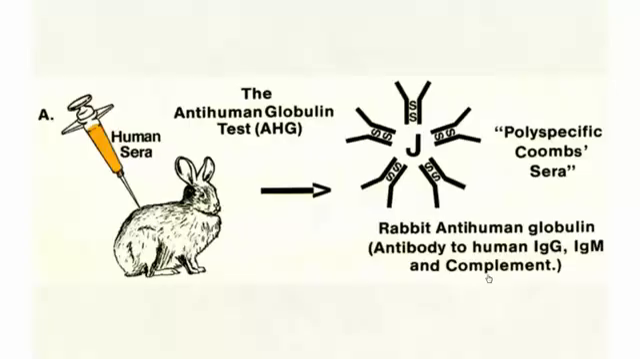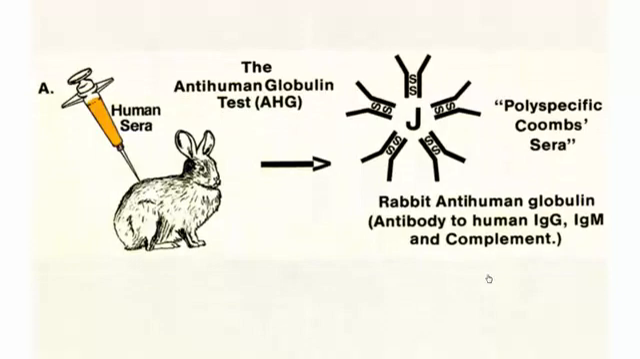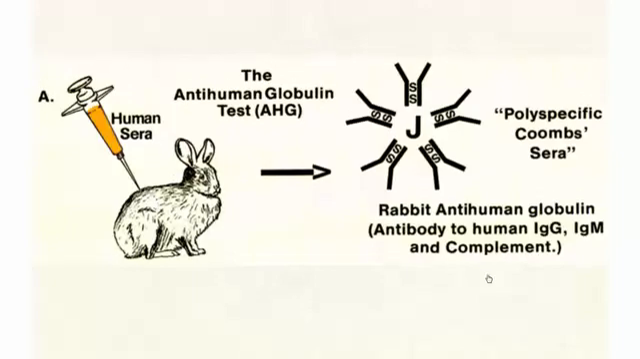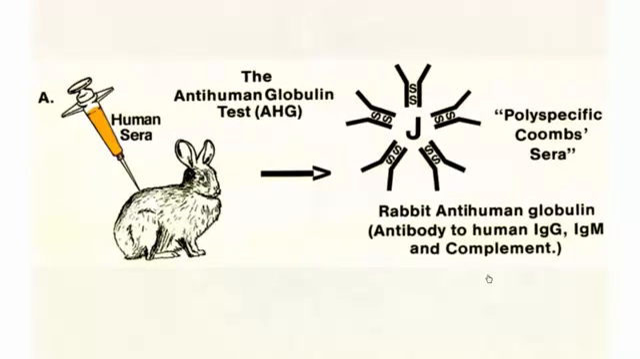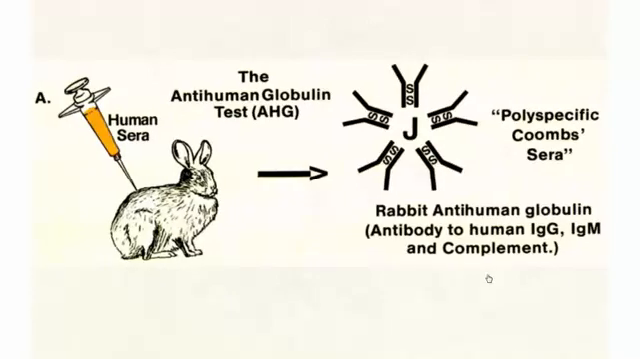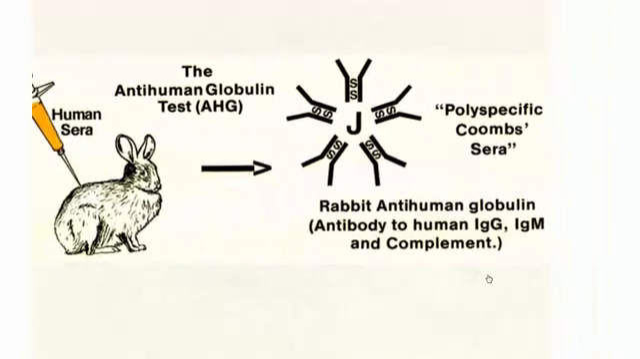So this is how we prepare AHG. First, we inject the human serum into the rabbits, and then the rabbit will produce antibody against the human serum or against the human globulin. Then we will extract the AHG from the rabbits, and then we will get either polyspecific reagent or monospecific reagent.